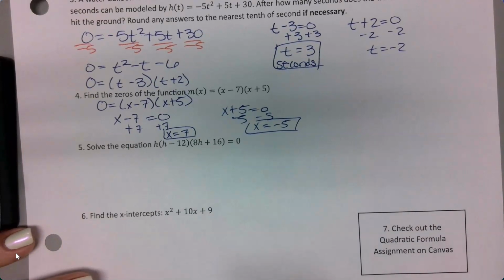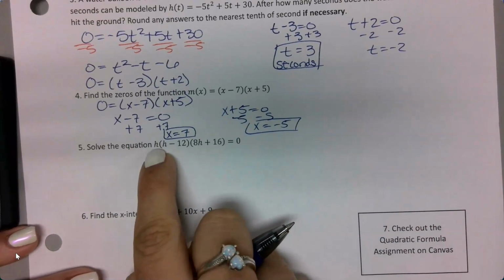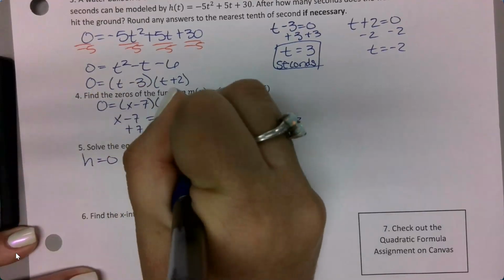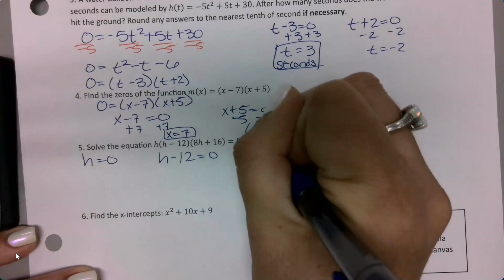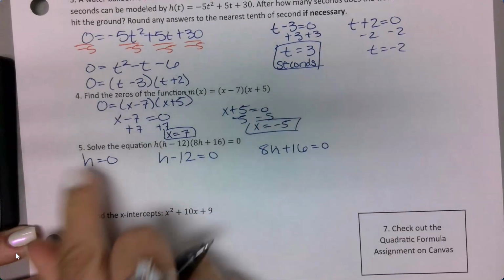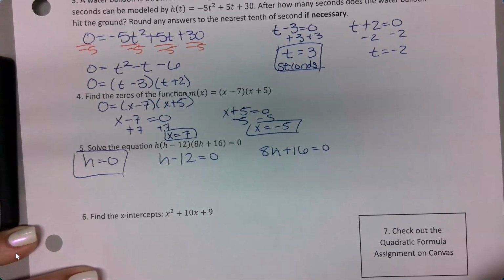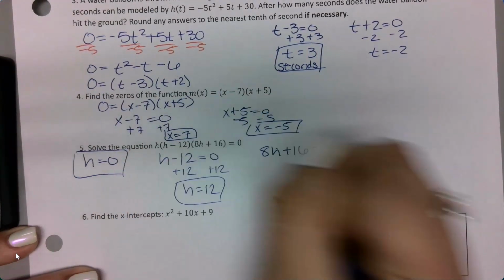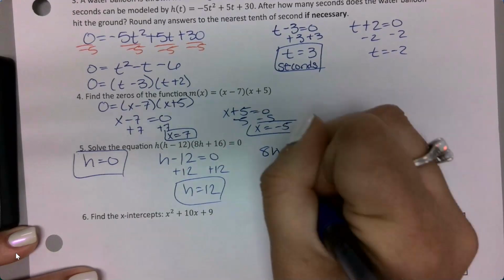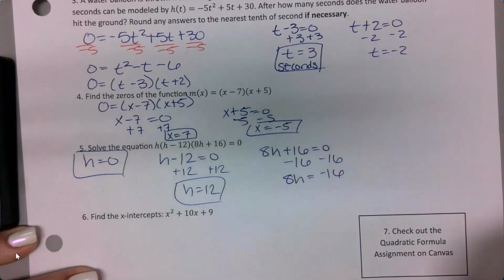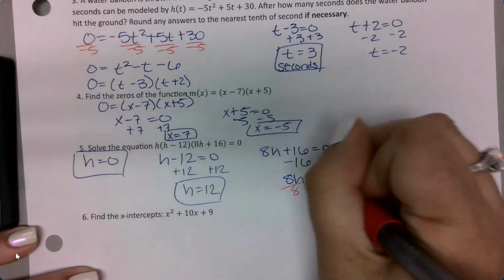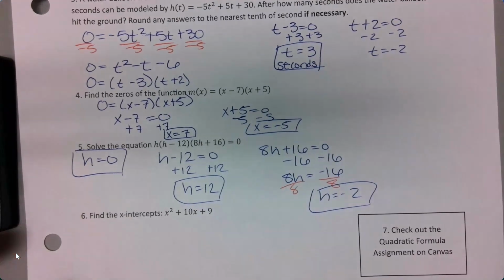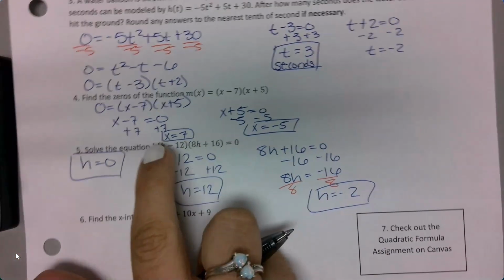This one wants me to solve the equation. Again, I'm going to use the zero product property, but see this sneaky h right there? I'm going to set that equal to 0 too. So on this first one, I'm already done. I have h equals a number. Second one, I want to add 12 to both sides. I get h equals 12. Over here, I subtract 16 on both sides. I get 8h equals negative 16. Then I want to divide both sides by 8. I get h equals negative 2. So on this one, I have 3 answers. Be careful because of that sneaky h.